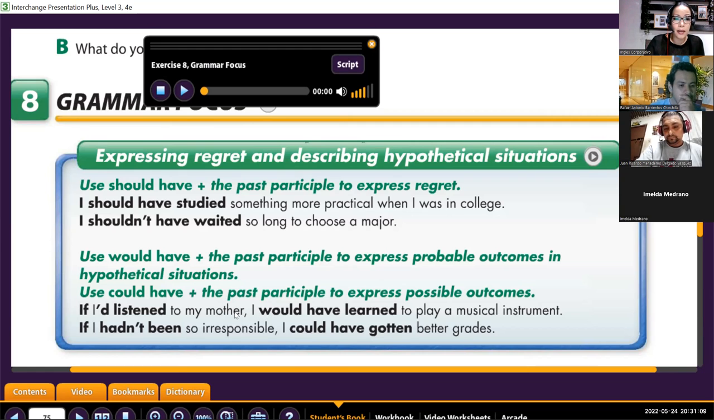Like we said yesterday, we have two sentences. Tenemos dos oraciones. Una en la que expresamos el regret. If I'd listened to my mother, there's a comma here, I would have learned to play a musical instrument. Y podemos colocar la segunda oración al principio y esta de segundo, la que empieza con if, solamente que ya no utilizaríamos la coma. Eso es por puntuación, ¿verdad? Podemos decir, I would have learned to play a musical instrument if I'd listened to my mother. Okay. But yes, that is in regards of punctuation.